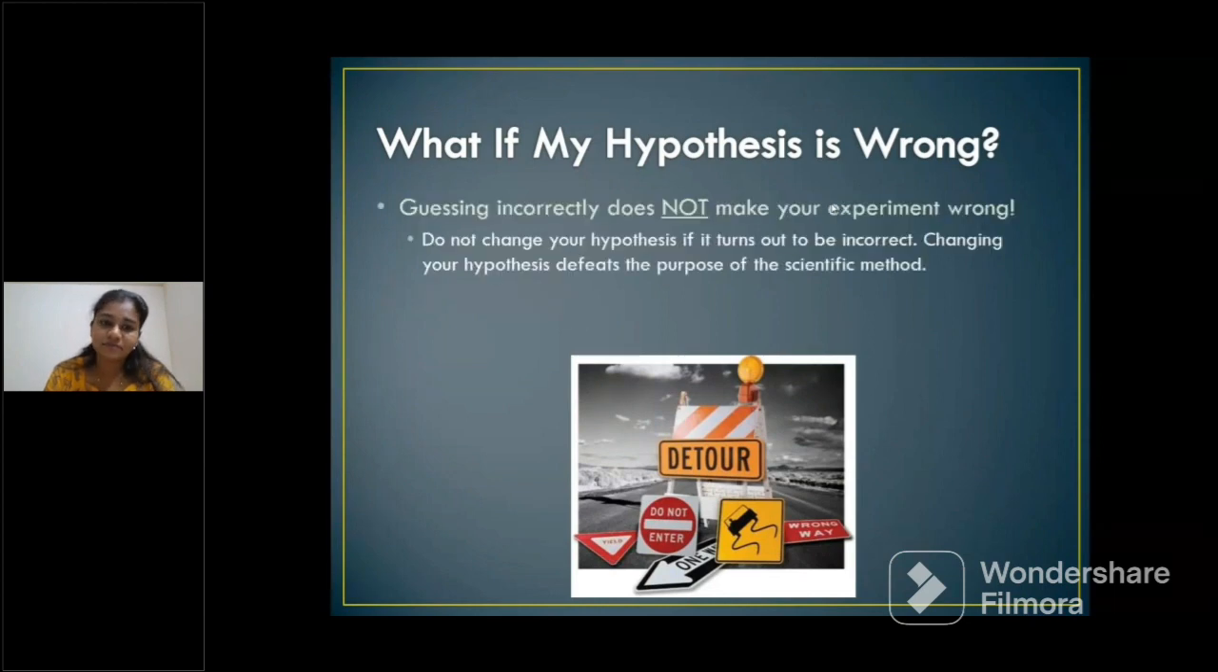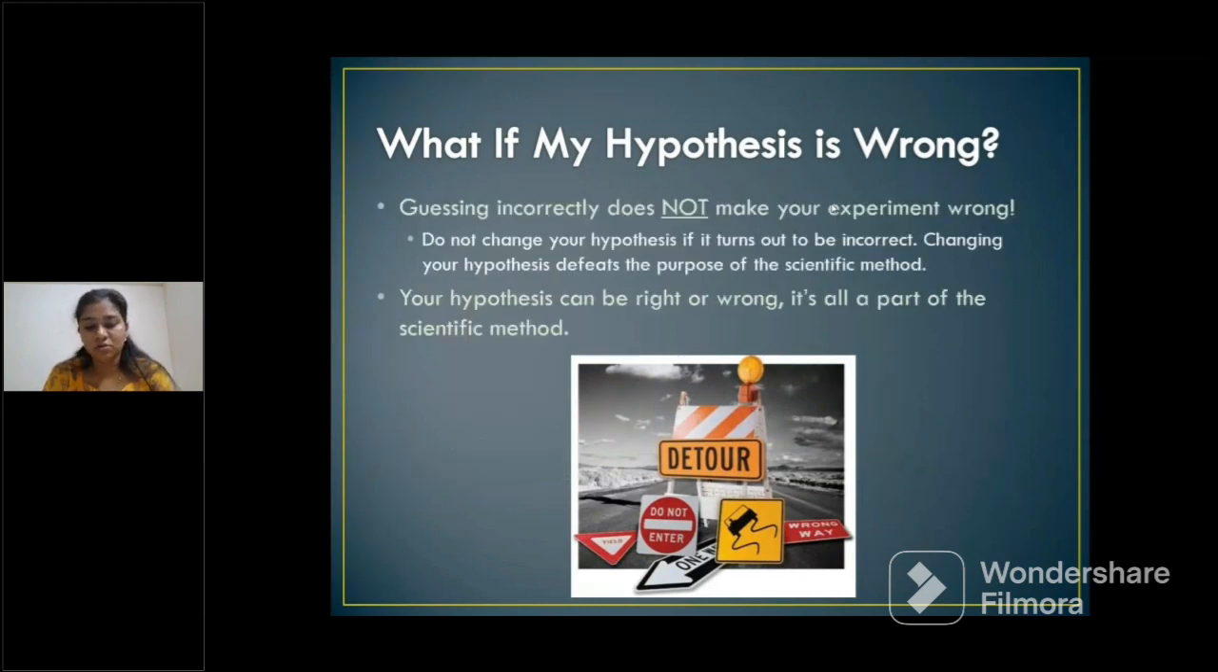As I said, there is no harm in a hypothesis being completely wrong or right. Once you fix on a hypothesis, it doesn't require to be changed. Guessing incorrectly or not moving towards your hypothesis is not what we are looking at. It's completely fine. All we need is just a statement towards which we have an idea or a thought process.